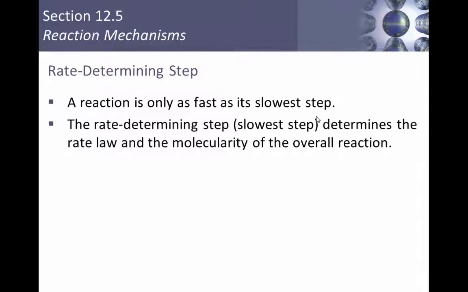In your series of steps, one of the steps will be slower than the others, and this is called the rate determining step. The rate determining step, of course, determines the rate law because that's the step that determines how quickly the reaction can go, which is the purpose of the rate law. It also gives the molecularity of the overall reaction. So you technically can write a rate law from the rate determining step, the slow step.